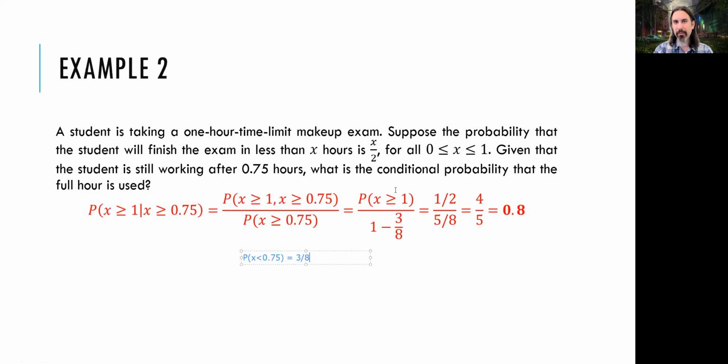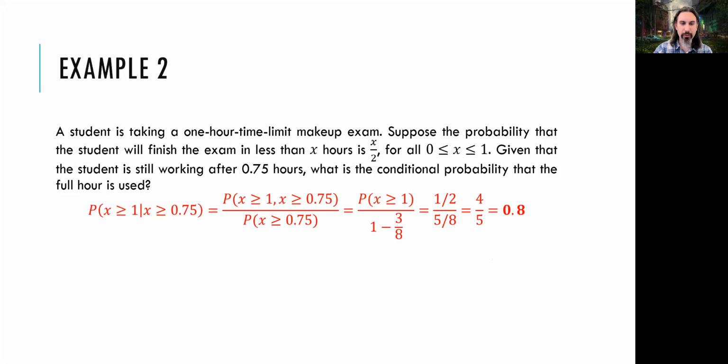Again, finishing the exam before the 1 hour limit, which is probability of x is less than 1, is equal to 1 over 2, because as you can see, x over 2. So this one will be equal to 1 over 2, which will give us a ratio of 4 over 5, which is 80%. So we have an 80% chance of finishing the exam at the 1 hour mark when we have already spent 45 minutes. So we can say with 80% certainty that we're going to use 15 more minutes on that exam.